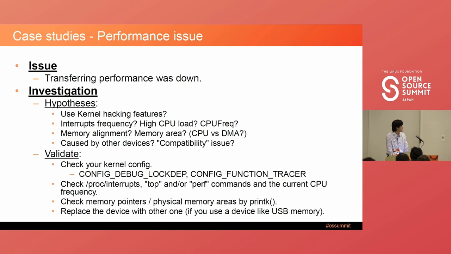Also, we have to check the memory pointer, especially the physical memory area, by printk. Some hardware cannot directly access some areas; such limitations are possible. So we have to check such hardware specifications or something like that. And finally, replace the device with another one. If this performance issue leads to the USB memory, we can replace the USB memory.